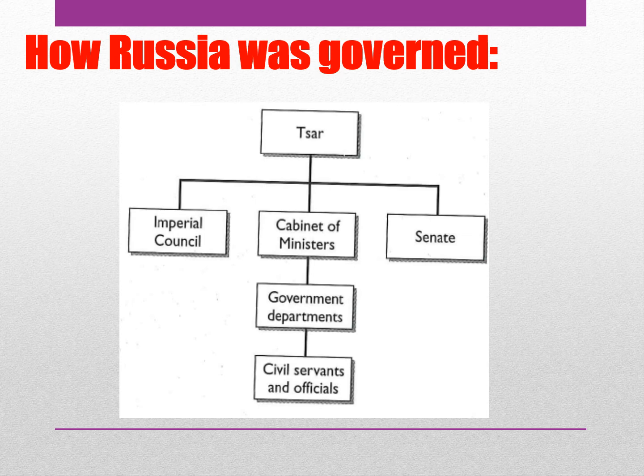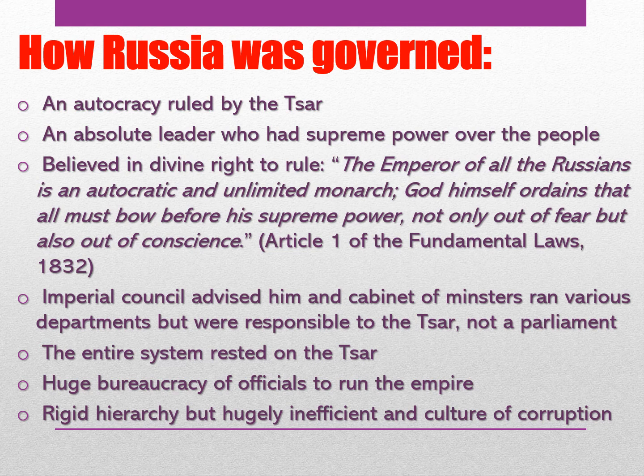So if you think back to the Tsarist regime in a nutshell, or if you have a think about this image here, these are basically how people see things. You've got the Tsar at the top, the Imperial Council, the ministers and the Senate, the government departments, and then the civil servants and officials, and that's supposed to be the main government at this point in time. We know that it's an autocracy that's ruled by a Tsar who's an absolute leader, supreme power over the people, and genuinely did believe that he was Tsar because he had the divine right to rule.